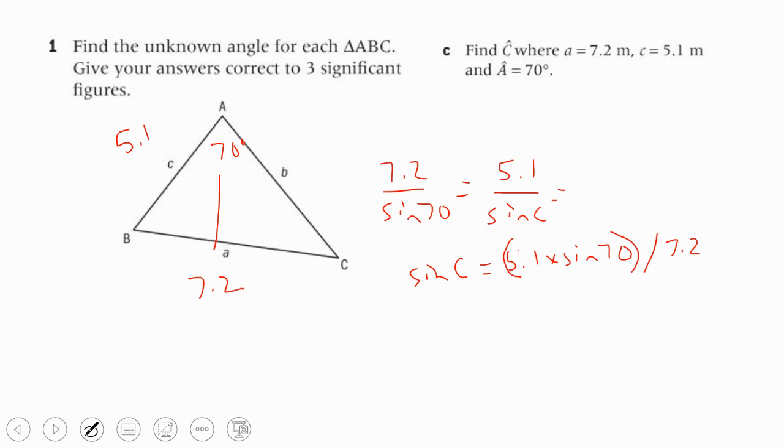So what I get when I punch that in my calculator is like 0.6656 with some stuff. So I need to do second sine. This is key.